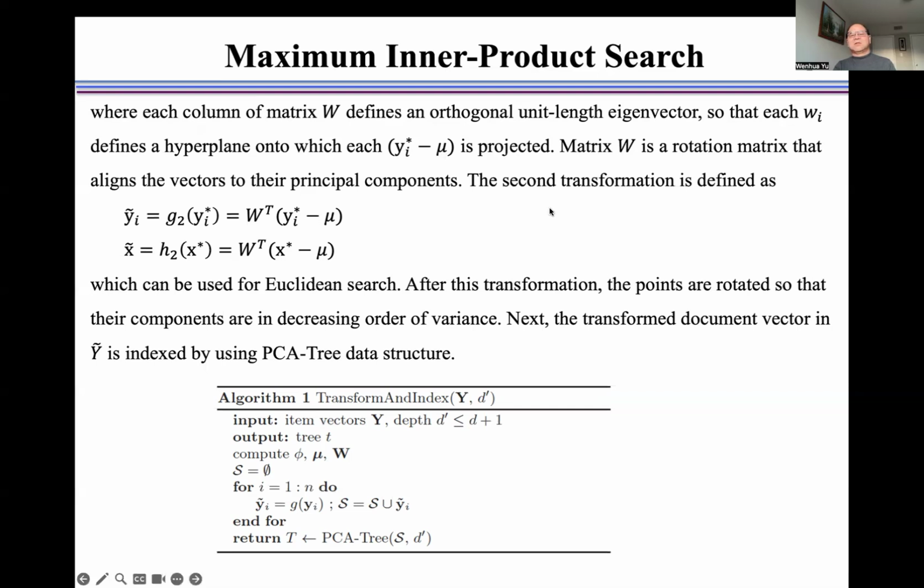The second transformation is defined as here by using G2 and H2, which can be used for Euclidean search. After this transformation, the points are rotated so that their components are in decreasing order of variance. Next, the transformed document vectors in Y tilde are indexed by using a PCA tree data structure. The pseudocode of the model is shown here.